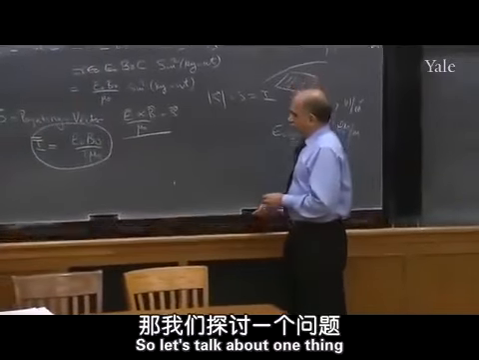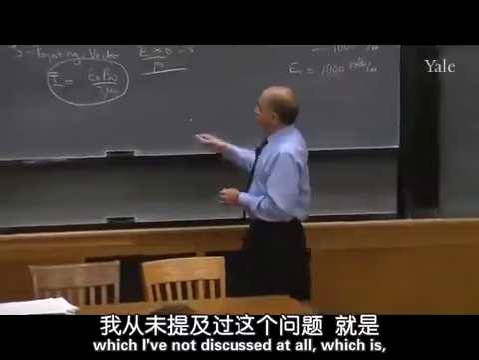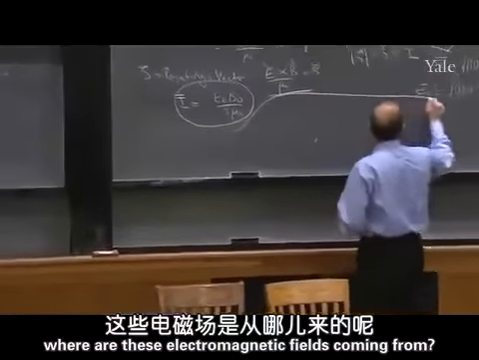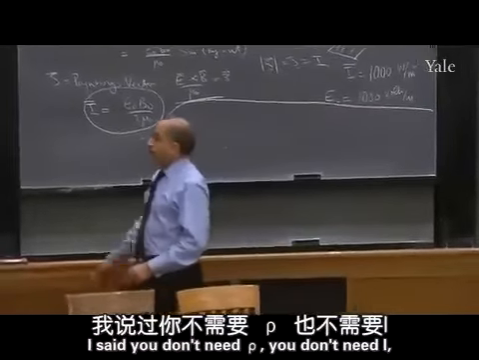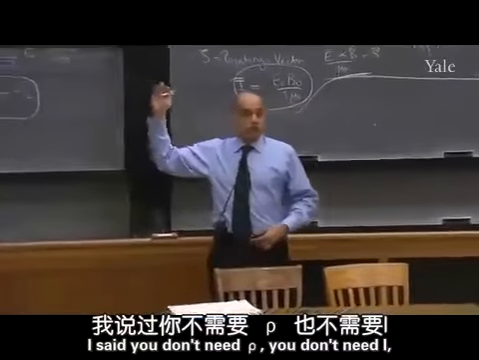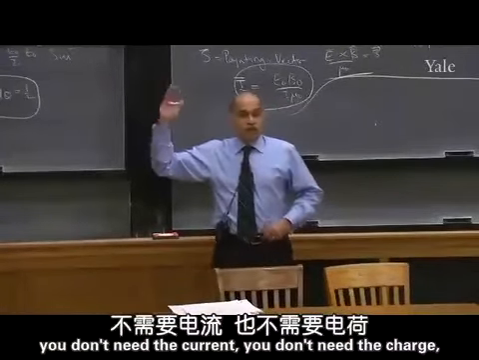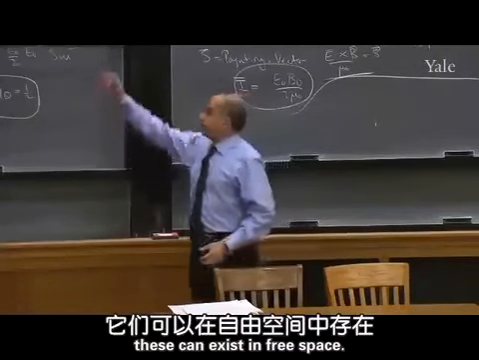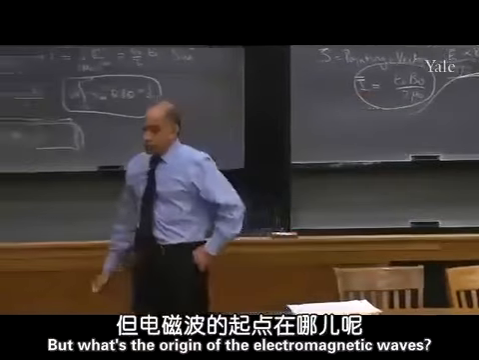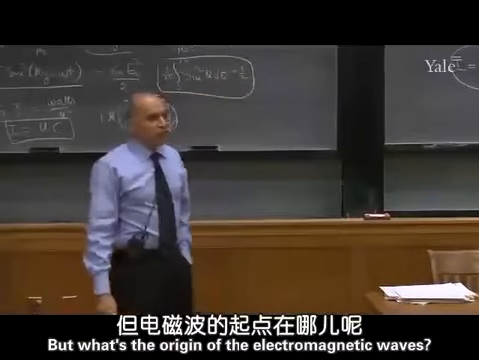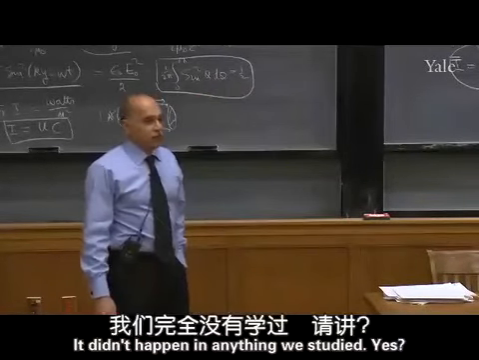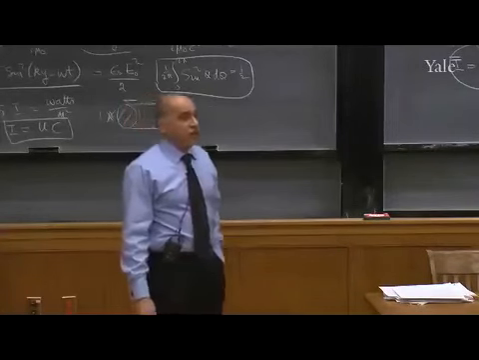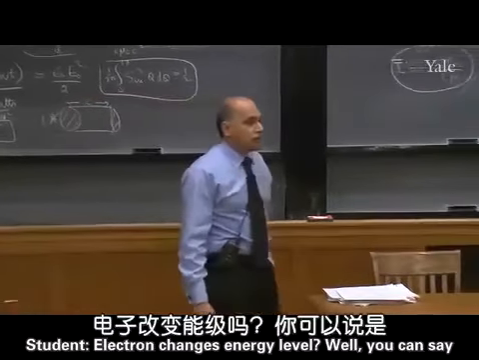So let's talk about one thing which I've not discussed at all, which is where these electromagnetic fields are coming from. I said you don't need rho, you don't need I, you don't need the current, you don't need the charge. These can exist in free space. But what's the origin of the electromagnetic waves? Anybody know? When can you get them? Didn't happen in anything we studied. Yes? Electron changes energy level.